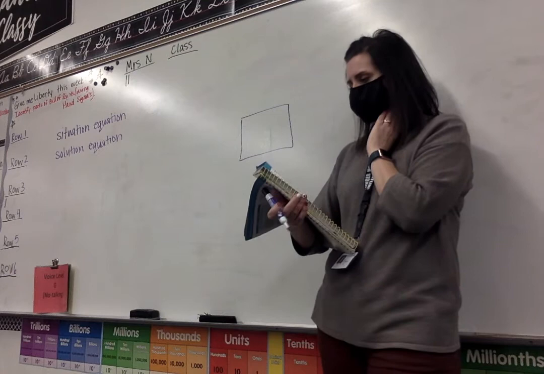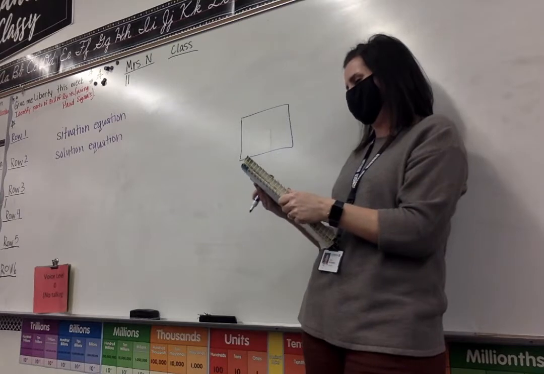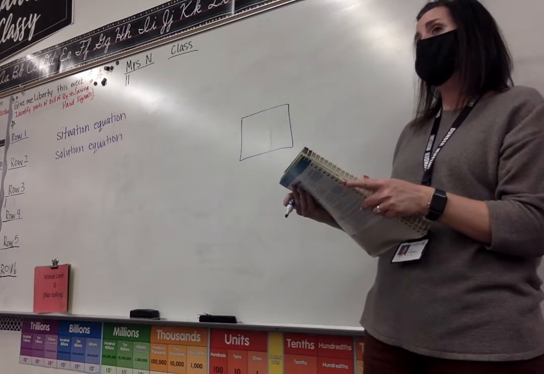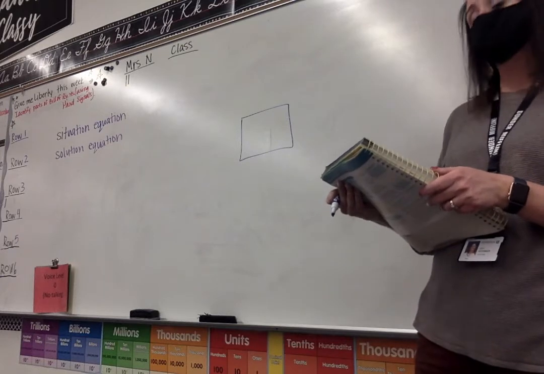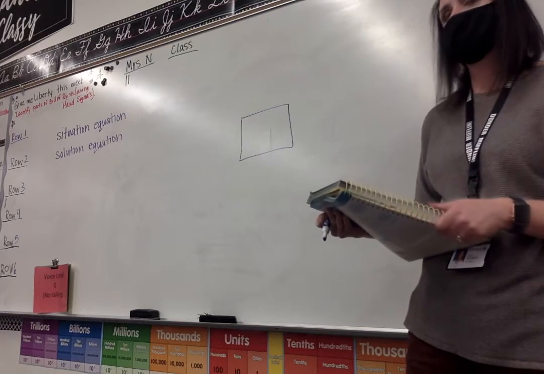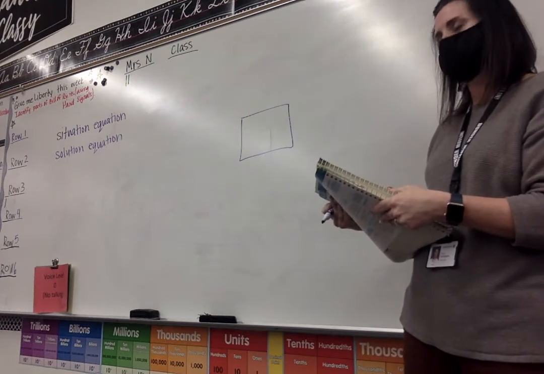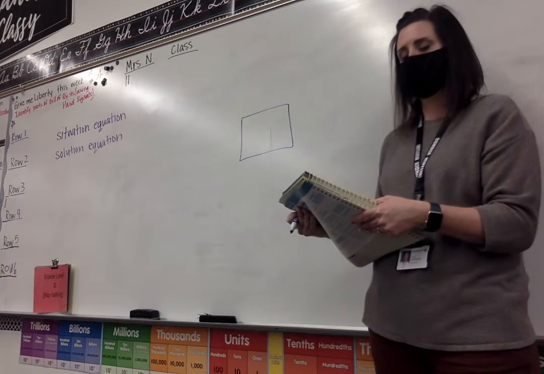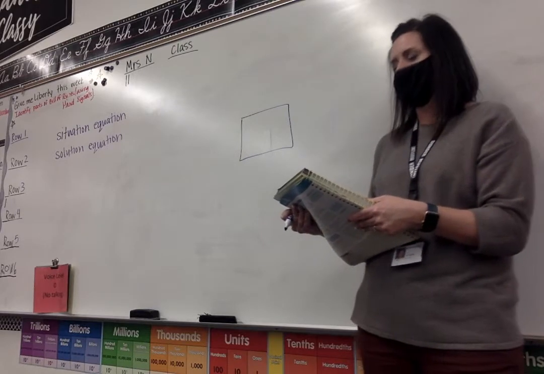A floor shaped like a rectangle has a width of 9.5 feet, so 9 and 5 tenths feet, and an area of 114 square feet. What is the length of the floor? I'm going to read it one more time. You ready? A floor shaped like a rectangle has a width of 9.5 feet and an area of 114 square feet. What is the length?